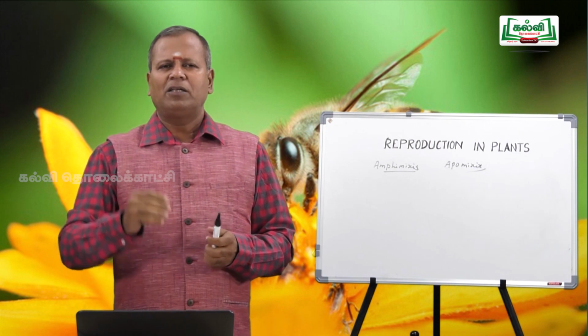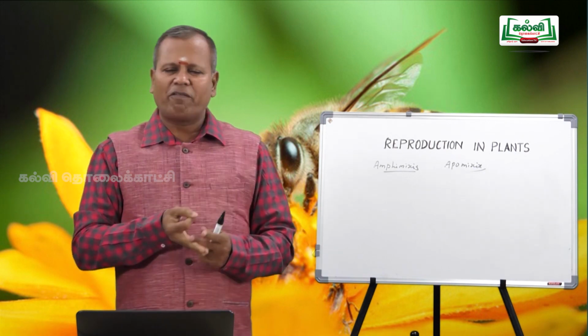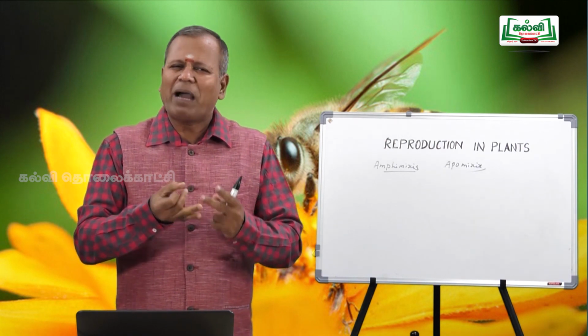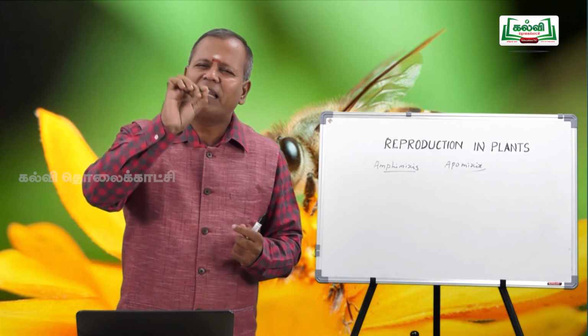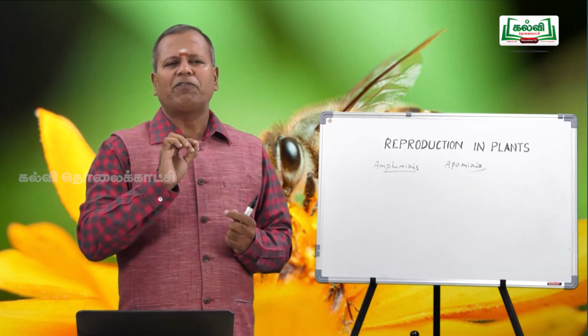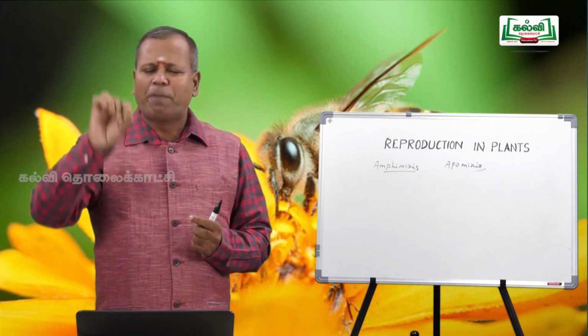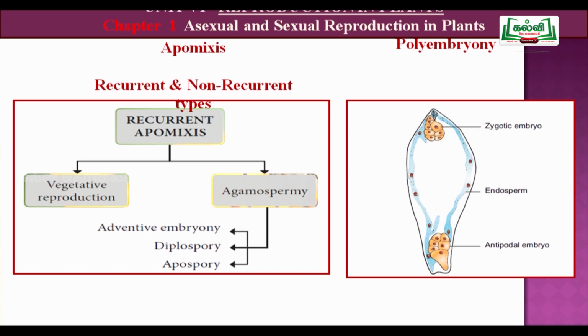Vegetative reproduction: root modifications, stem modifications, leaf modifications, or reproduction through vegetative parts like root, stem and leaf. We call it vegetative reproduction. The vegetative structures develop into a new organism. This is vegetative reproduction, the recurrent apomixis type. Agamospermy means gametic fusion is absent. This agamospermy is also responsible for the development of a new organism, and three types of agamospermy are seen in higher plants.